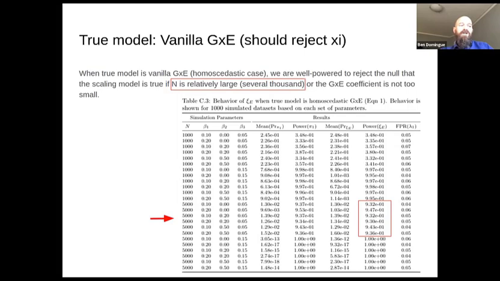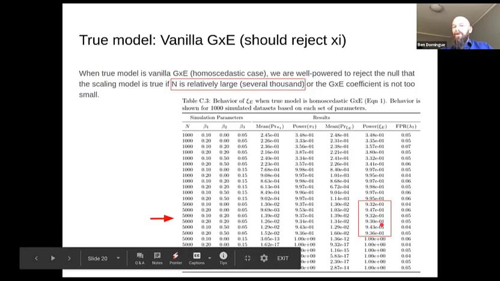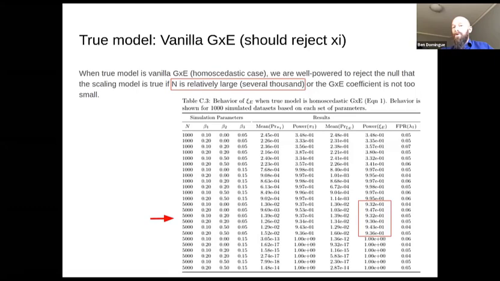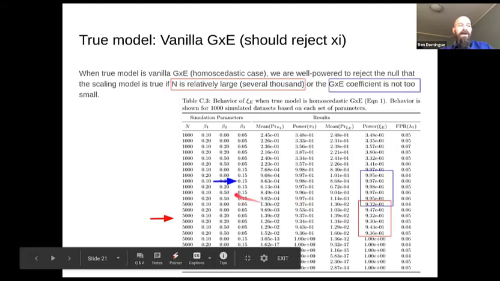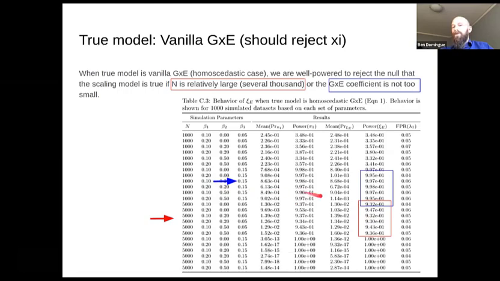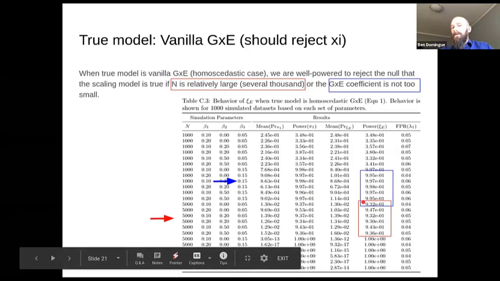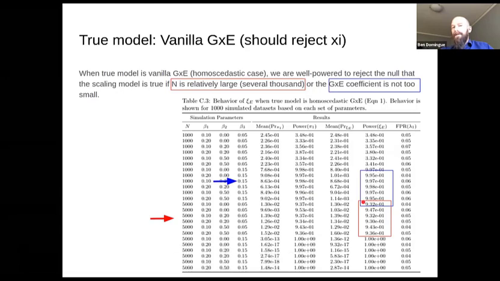If we have relatively large data sets of several thousand respondents, we're very well powered to reject the null that GxE equals 0 and that the scaling model is sufficient to capture what's going on in the data, right? We would reject the scaling model and prefer the vanilla G by E model. If we have fewer data, only about 1,000, and we still have a decently sized interaction coefficient, we can also perfectly well reject the null that the scaling model generated the data. So if we have vanilla G by E, we can use GxE to rule out that heteroscedasticity produced it, which is, I think, quite valuable.